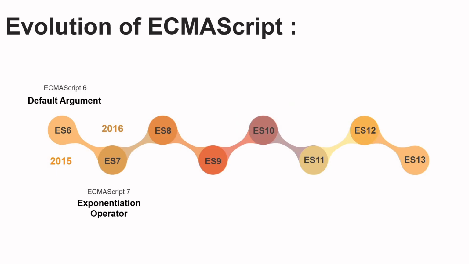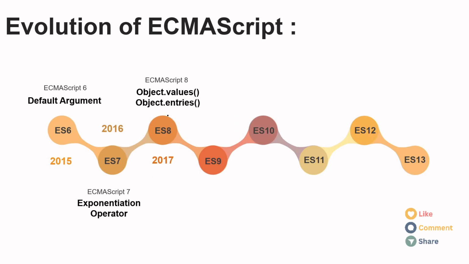Next version is ECMAScript 8, released in 2017. And ES8 introduced features like async await, Object.values, and Object.entries. These features simplified asynchronous programming and improved object manipulation. So let's take a closer look at Object.values and Object.entries.